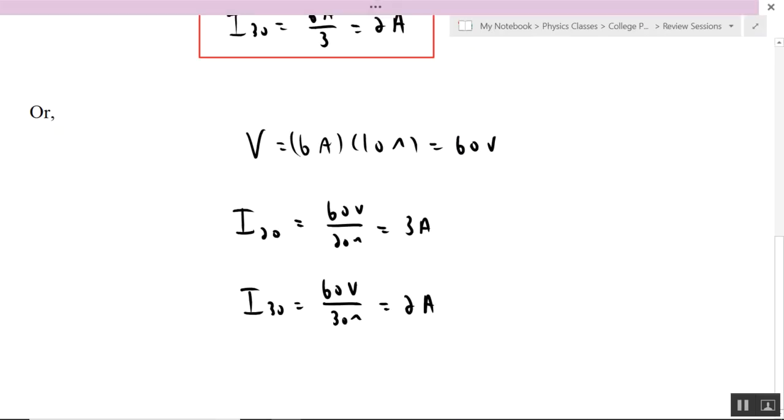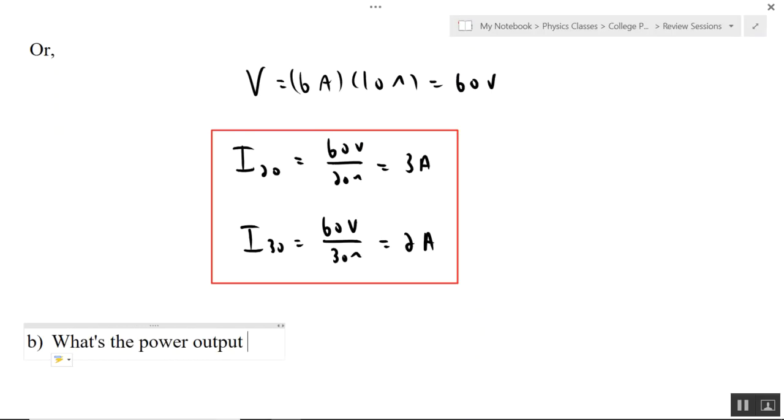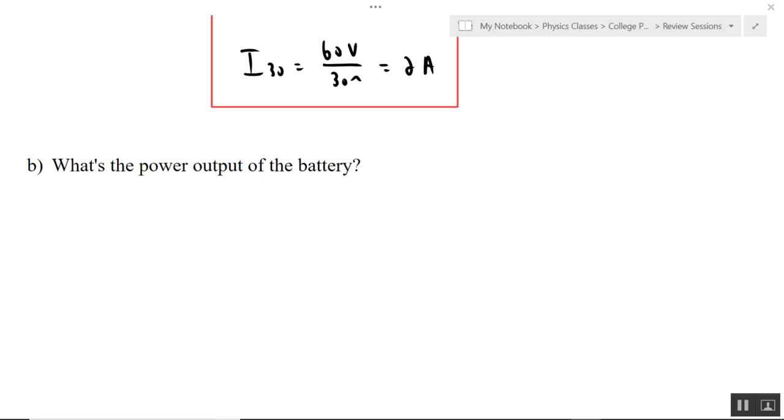Okay, now, same question for part B. What's the power output of the battery? Once again, there's more than one way to do it. As long as you know one way to do it, it's fine. All right, does anyone have an answer? It's 660. Yes. Okay, so there are two ways to do it.